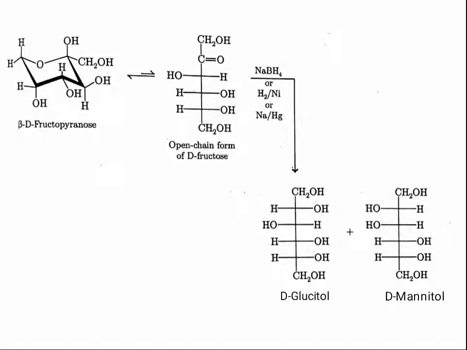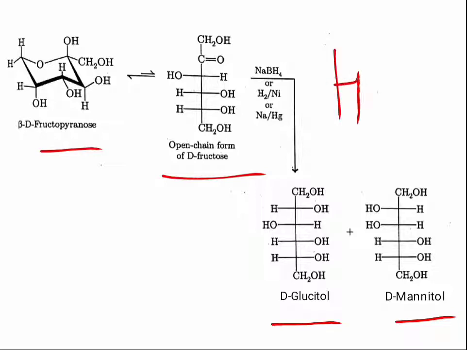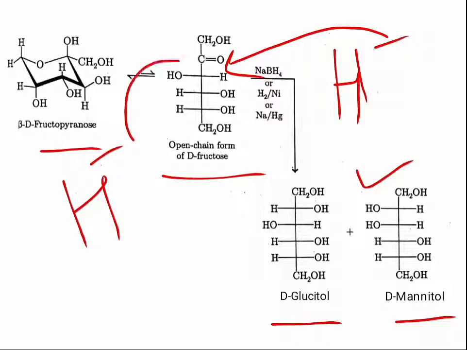Now take beta-D-fructopyranose, which is in equilibrium with its open chain form, and then reduce it with sodium borohydride, you will get both glucitol and mannitol. That means sodium borohydride basically supplies the hydride ion H-. So if this H- attacks from this side, you will get this mannitol, and if this H- attacks from this side, this OH will become on the right hand side, so you will get glucitol.